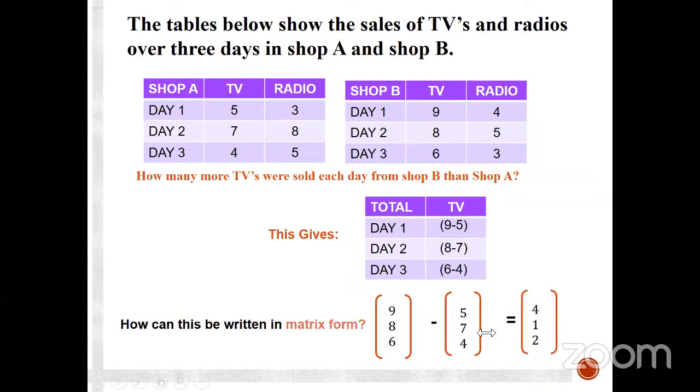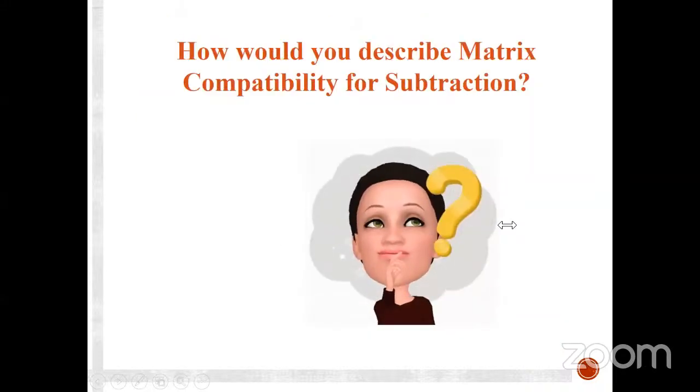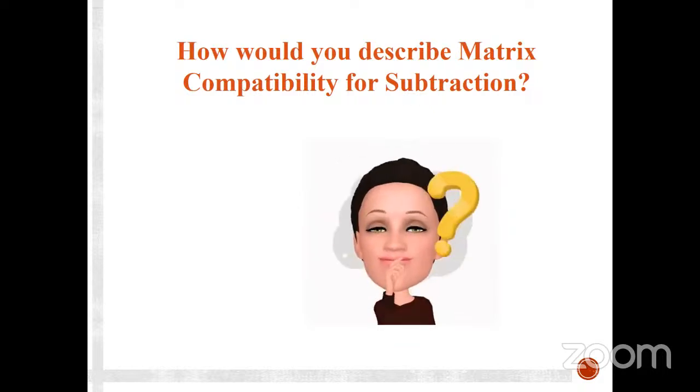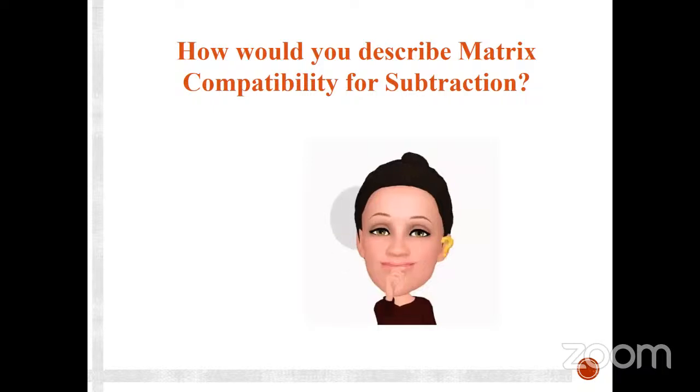And so I'm seeing here that I'm subtracting corresponding elements. So it's 9 subtract 5, that gives me 4. 8 subtract 7, that gives me 1. And 6 subtract 4, that gives me 2. All right, very good. So here's a question for you then. How would you describe compatibility for subtraction? Remember, we looked at compatibility for addition. How would you describe compatibility for subtraction? What would you say?